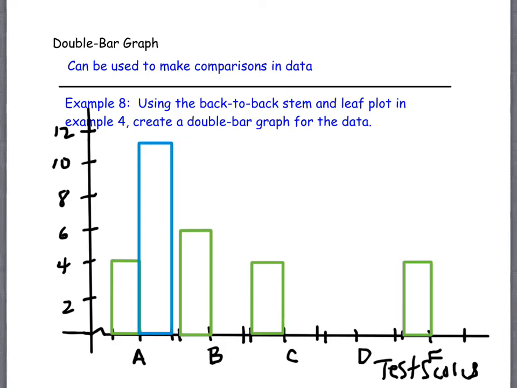11 A's in exam 2. How many B's? 4. How many C's? 2. How many D's? 1. And F's? 0.